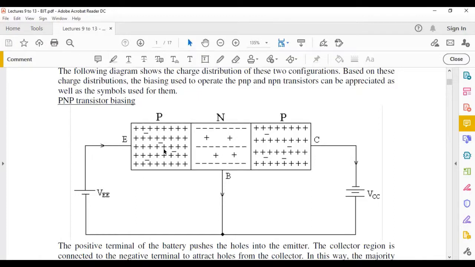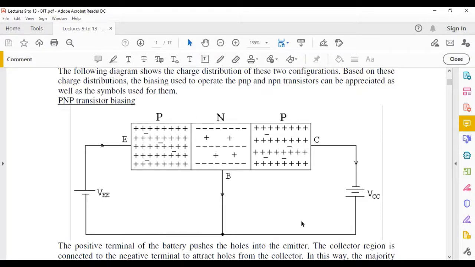So definitely, for you to have a flow from the emitter to the collector, you would have to push the positive charges from the emitter, so definitely a plus there. And then you would need definitely a negative on this side to attract them. And then the base would have to sit between the positive and the negative. In a way, here it's grounded. Okay, very important.